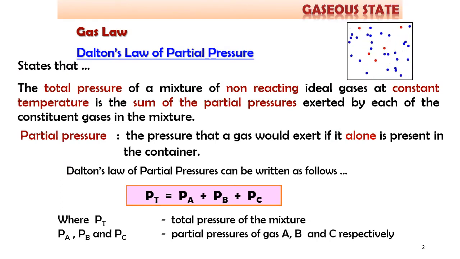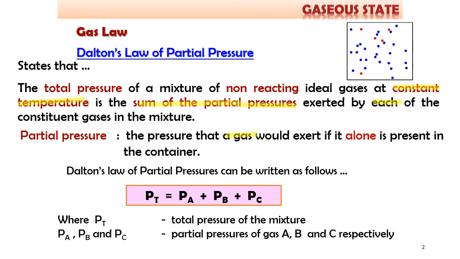So for Dalton's Law, it states that the total pressure of a mixture of non-reacting ideal gas at constant temperature is the sum of partial pressures exerted by each of the gases in the mixture. So, the partial pressure is the pressure that a gas would exert if it alone is present in the container. So, maksudnya dia tak berkaitan lah.